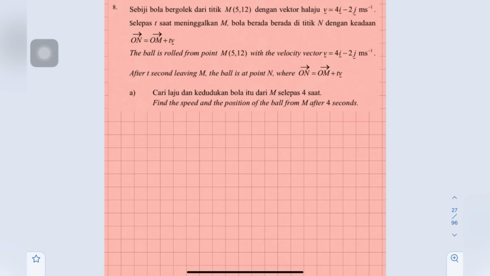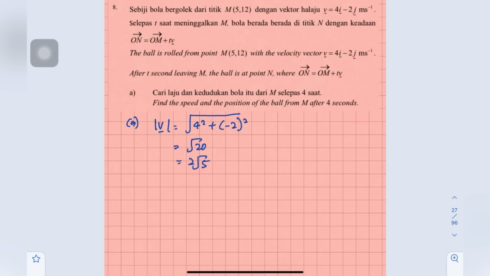Okay, so to find speed, it is actually the magnitude of the velocity vector, by using Pythagoras theorem. So the square root of 4 squared plus negative 2 squared. So this one is the square root of 20, or 2 root 5.